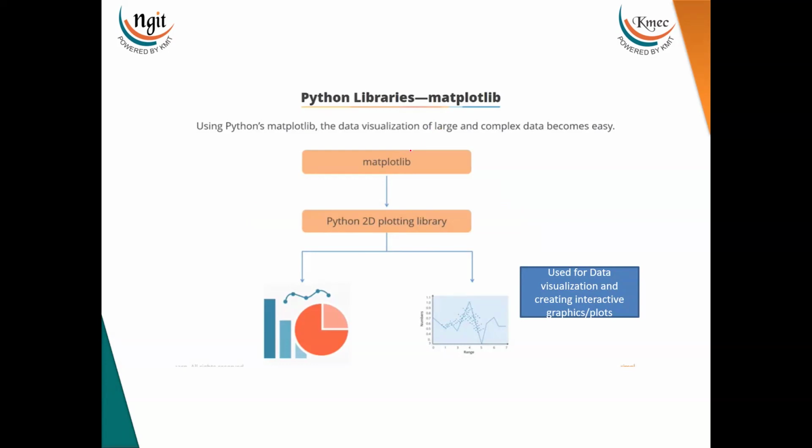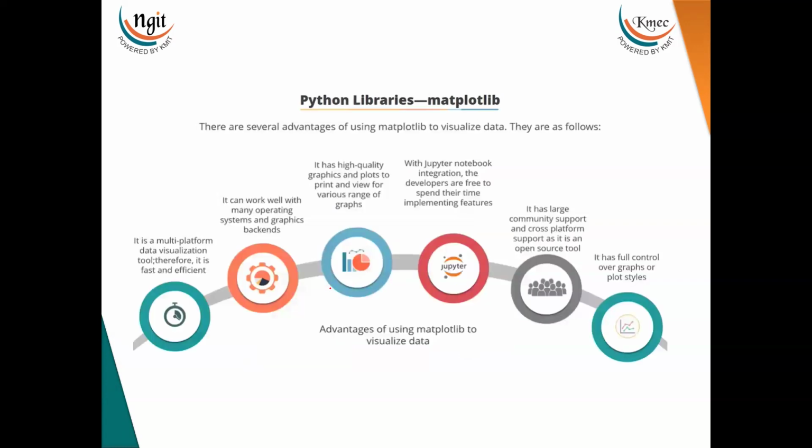Coming to Matplotlib, using Python's Matplotlib, the data visualization of large and complex data becomes easy. It is a 2D plotting library. It is used for data visualization and for creating interactive graphics or plots. This is one way we can represent the data using Matplotlib, and there are other ways of visualizing the data.